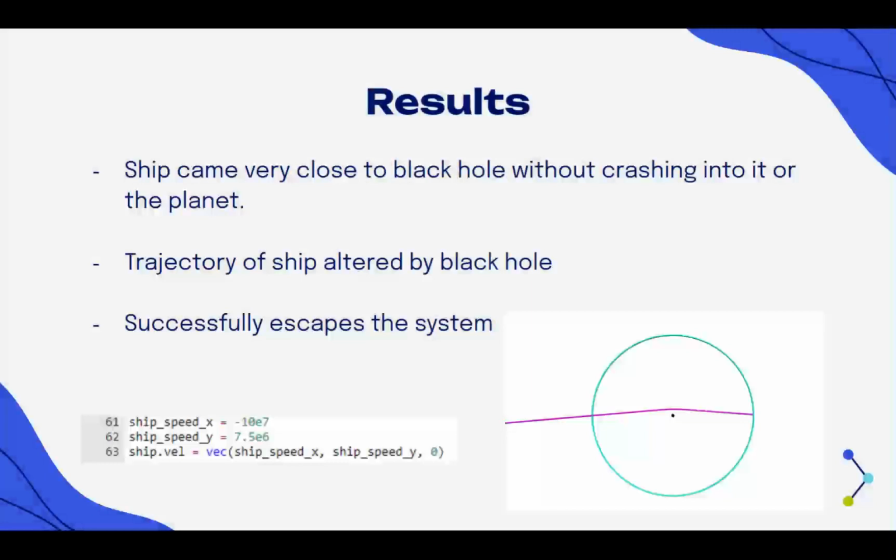So for potential errors in this lab, I had to use trial and error in order to determine the initial velocity needed for part 2. So there are most likely better possible initial velocities that would get the ship closer to the black hole.